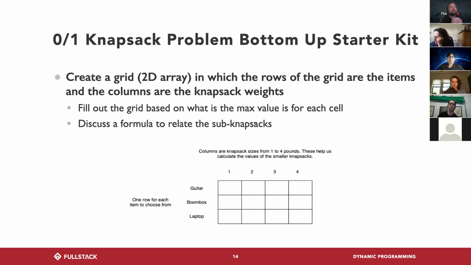Each row in the graph is going to be each item that I have, and the order of the items here doesn't actually matter. You'll get to the solution in the end. But each column is going to represent a knapsack size. As I go from the top left to the bottom right, I'm going to fill out this grid starting with the smallest problem, which is I have just the guitar as the only item, and my knapsack has a weight of 1.